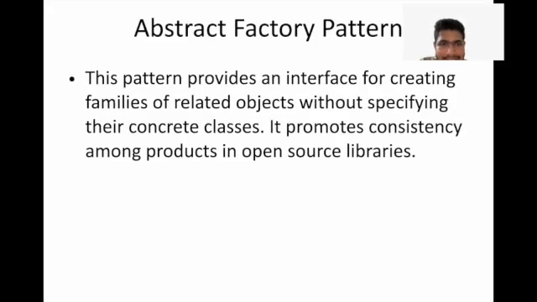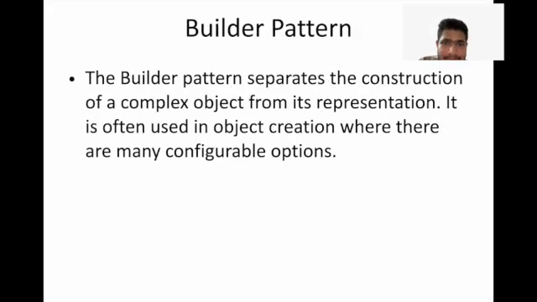Abstract factory pattern. This pattern provides an interface for creating families of related objects without specifying their concrete classes. It promotes consistency among products in open source libraries. Builder pattern. The builder pattern separates the construction of a complex object from its representation. It is often used in object creation where there are many configurable options.